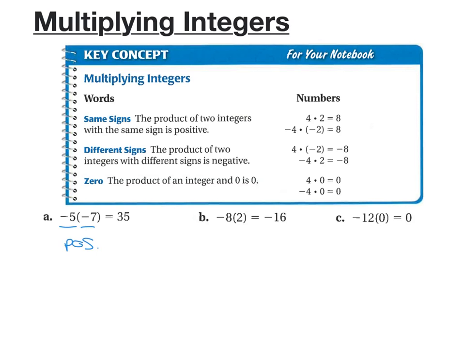Same thing with example B here. We want to know, is my answer going to be positive or negative? I'm multiplying negative by a positive. I have different signs. So if we go by our rule up here, I know my answer has to be negative. Okay? And my answer is negative 16 because 8 times 2 is 16. For example C, we have negative 12 times 0. In this case, it doesn't matter what the 12 is. If I have anything times 0, I'm going to get 0 every time.